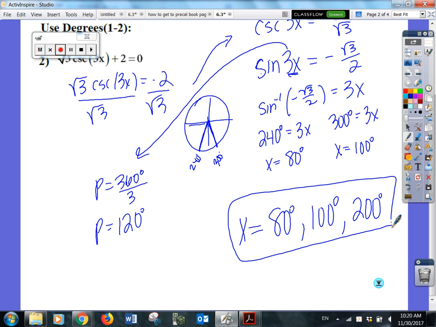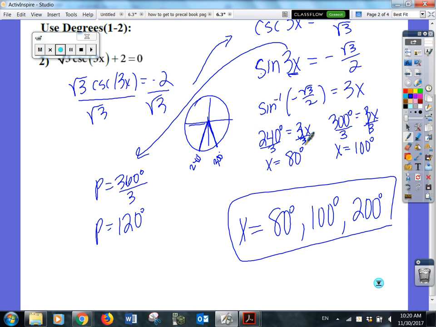We already did that. So 300 equals 3x. So I just didn't show that step right there, divided by 3. So x equals 100. So here divided by 3, divided by 3, x equals 80. So those are my two answers that I get off this unit circle because I can't just say there's only two answers right here. I can for this right here. Inverse sine of negative root 3 over 2 produces two numbers.